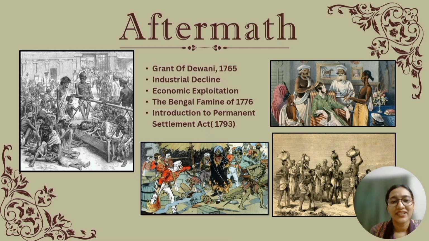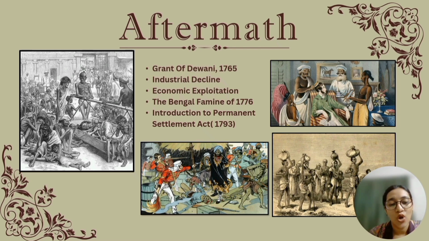As a consequence, the company started their economic exploitation, developing their favorable industries like opium production, the production of indigo and jute, and the tea industries. Such policies caused the decline of the traditional industries in Bengal. If we take an example for this, it's the famous muslin fabric of Dhaka. It declined during that time.